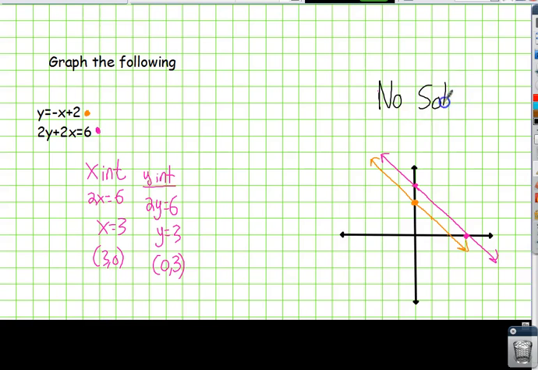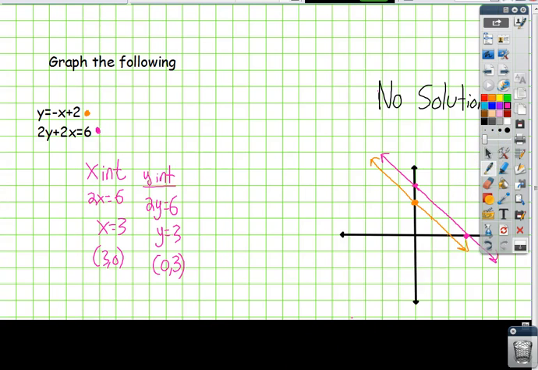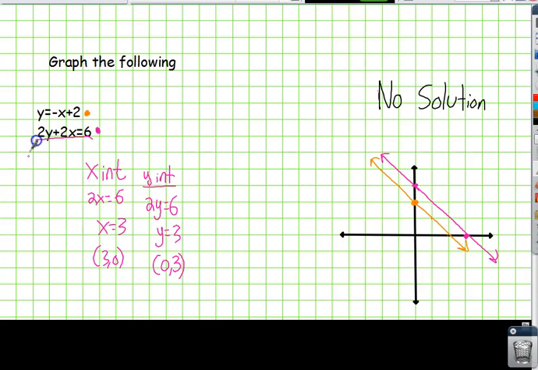makes sense. Because if I were to actually solve the bottom equation here for y, I would subtract 2x, divide everything by 2, and get negative x plus 3. Look at these two equations. These two have the same slope, but different y-intercepts. Same slope and different y-intercepts means they are in fact parallel, which is why they will never touch.